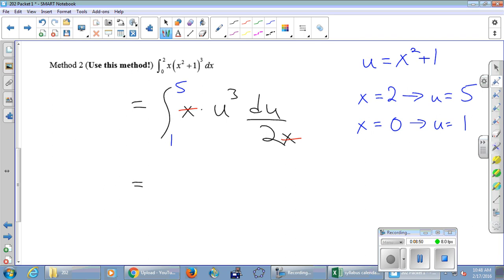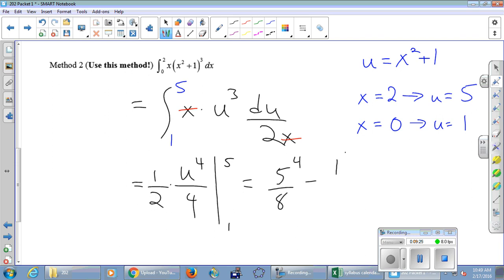And then we do our antiderivative. So u to the 4th over 4. There's a 1/2 still in the front. From where to where? From 1 to 5. But now that the 1 and the 5 are not lying to us, what step do we avoid from the previous method? We just plug in for u right now, as opposed to going back to the x's, right? There's no need to go back to x squared plus 1. We've taken care of that. So now we just plug in for u. So we get 5 to the 4th over 8 minus 1 to the 4th over 8, which is the same calculation that we did up above.